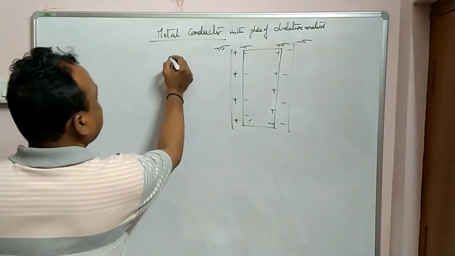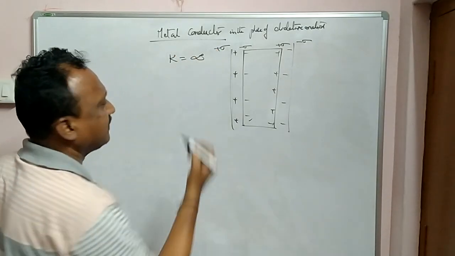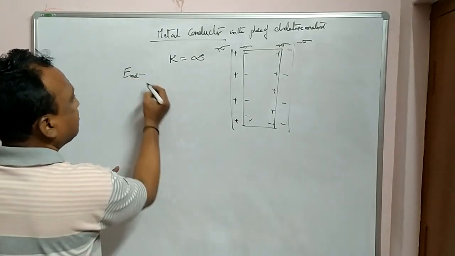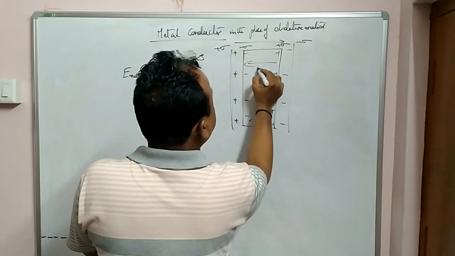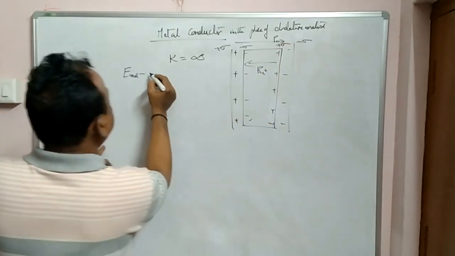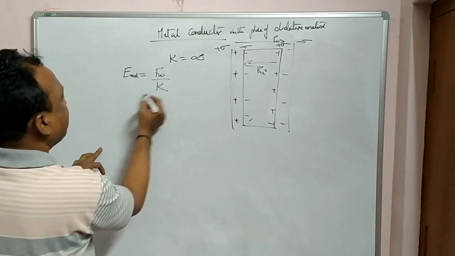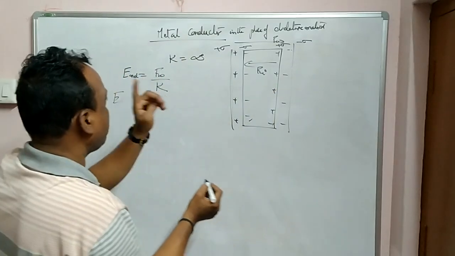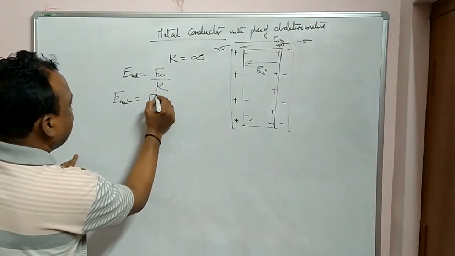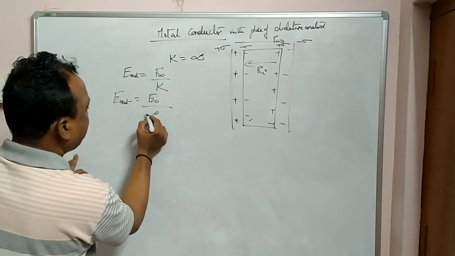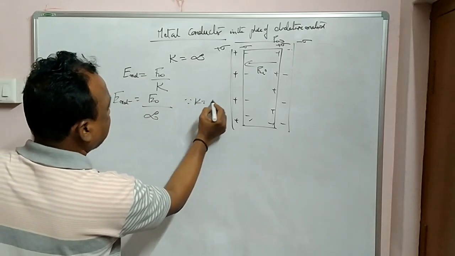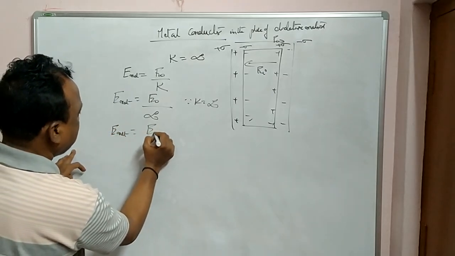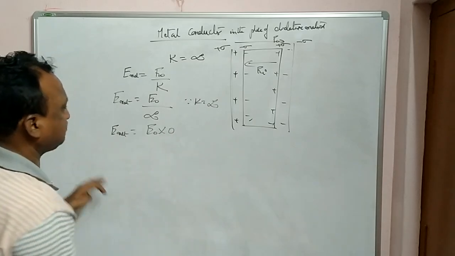Here in this case K is taken as infinity for metal, and already we have learnt before what E net is. E net, I already told you, is E0 by K. So for a metal conductor between the plates instead of dielectric material, what happens to E net? E0 by K, with K infinity. Since K is infinity, 1 by infinity is 0. So E net is equal to E0 into 0, that is 0.